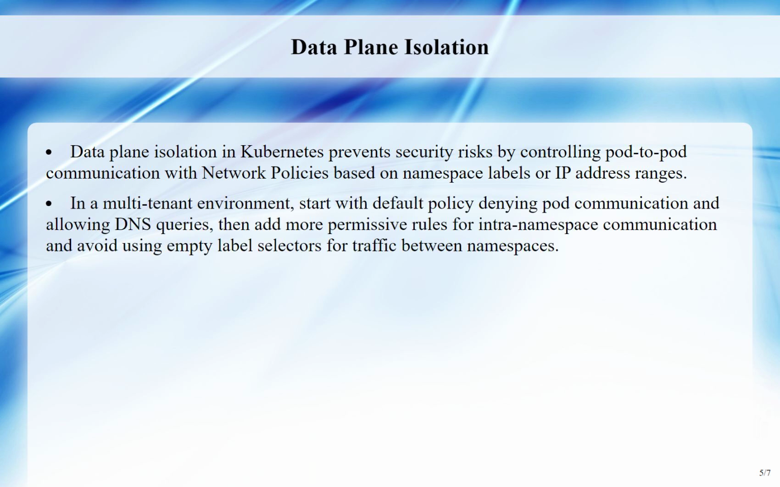In a multi-tenant environment, starting with a default policy that denies communication between pods and allows DNS queries for name resolution is recommended. More permissive rules can then be added for communication within a namespace. It is advised not to use empty label selectors for namespace fields in network policy definitions to allow traffic between namespaces if necessary.